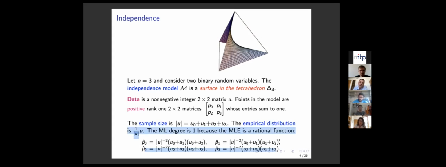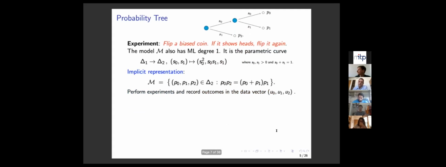What I want you to notice about this formula is that this is an alternating product of linear forms with positive coefficients. So this tetrahedron and the surface that you see is very much a positive geometry. Let's do another example, a very simple example.